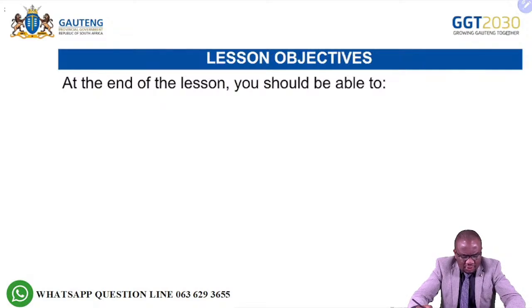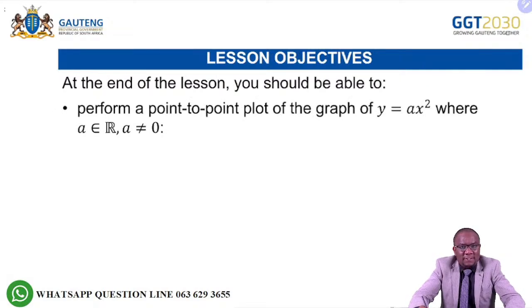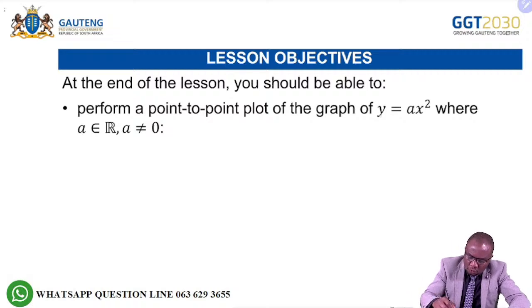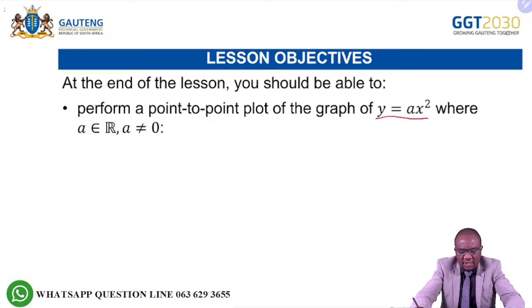Now let's go to the objectives. At the end of the lesson, you are going to do the point-to-point plot of the graph of y equals ax squared, where a is an element of the real numbers and a is not 0. The coefficient of x squared here cannot be 0.